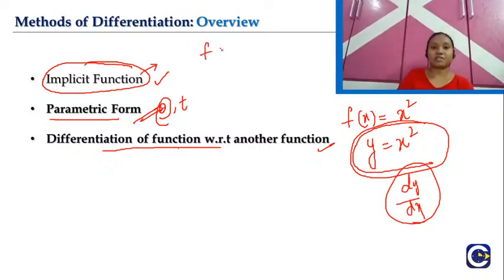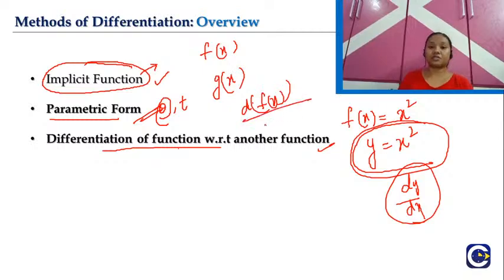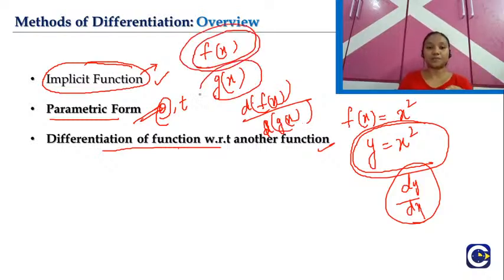For example, let us take two functions. f of x is one function and g of x is another function. So our differentiation is nothing but d of f of x with respect to d of g of x, which means we are differentiating our function f of x with respect to the complete function g of x.